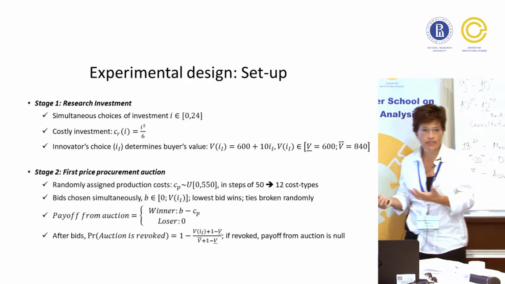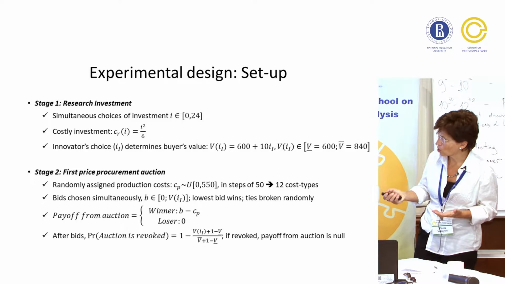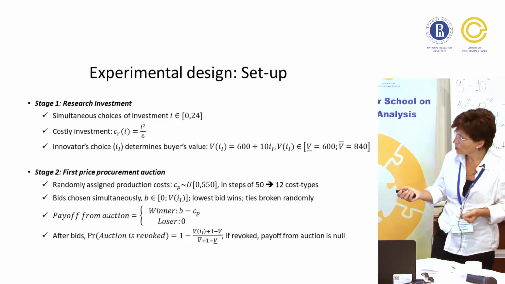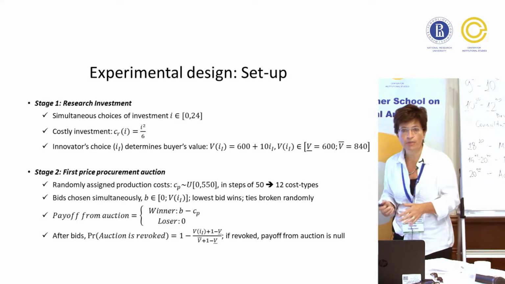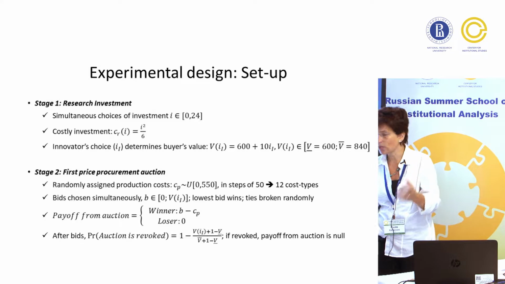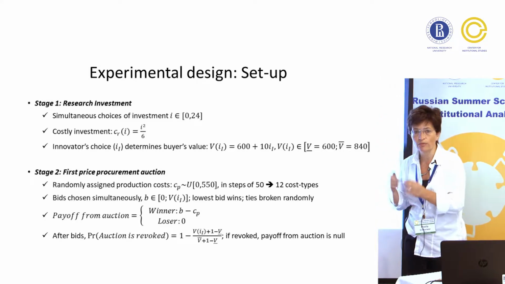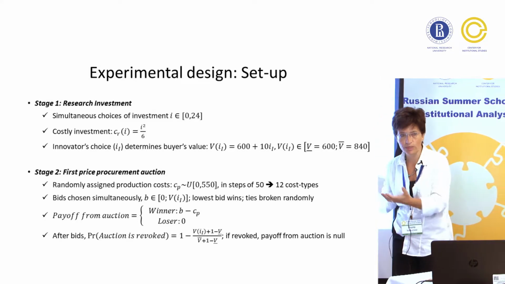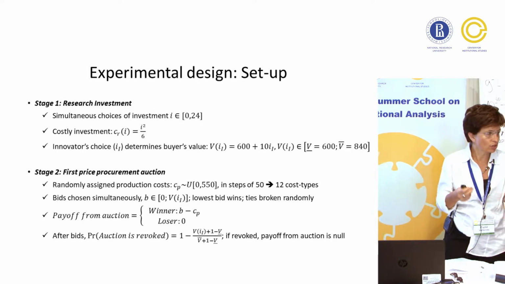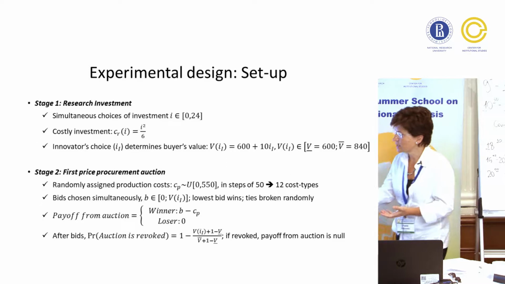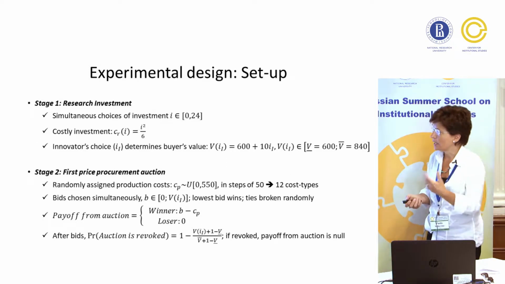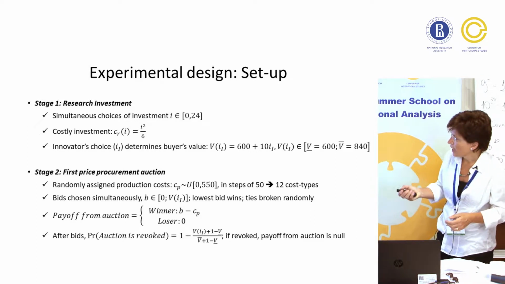And they know that this investment is costly, and it has this quadratic function, okay? Which is given by this simple number. Usually in the experiment, you do not provide formulas. You just give a very simple number, eventually with some example, just to show how it works. Subjects are not interested in formulas. They are interested in how they can decide and how this could impact their decision.